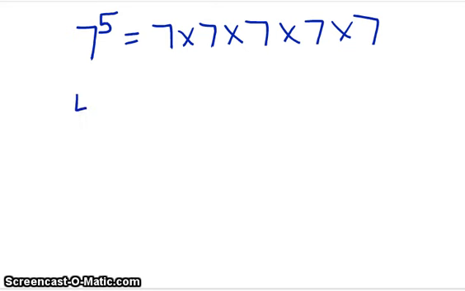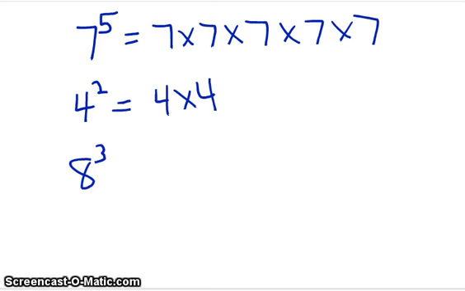Now try this number. Say it out loud. You should have said 4 to the power of 2 or 4 squared. 4 squared would be 4 times 4. Now try this one. Say it out loud. You should have said 8 to the power of 3 or 8 cubed. And that would equal 8 times 8 times 8.